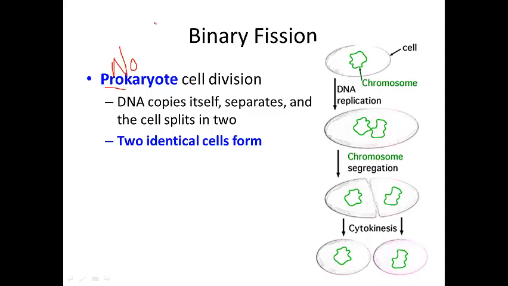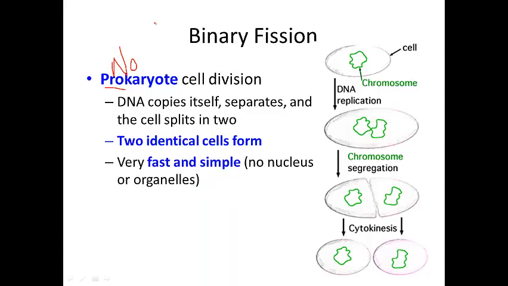So the process is similar in that there's going to be two identical cells forming, but this process is very fast and very simple because not only is there no nucleus, but bacteria don't have any organelles as well. They don't need to copy their mitochondria and Golgi apparatus and endoplasmic reticulum because they don't have any. The only thing that they're going to be copying is their DNA. This means that bacteria can divide about every 20 minutes. That's extremely fast. Much faster than the whole cell cycle that our cells go through.